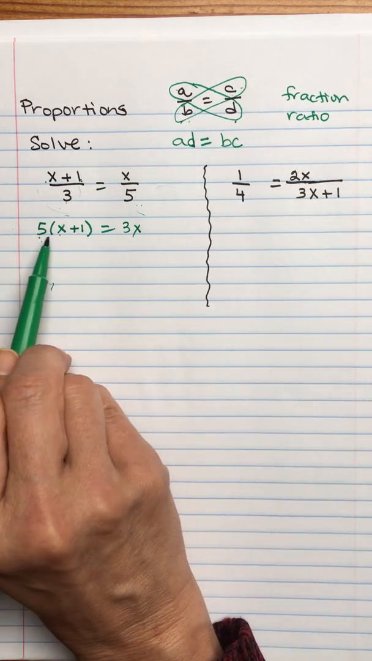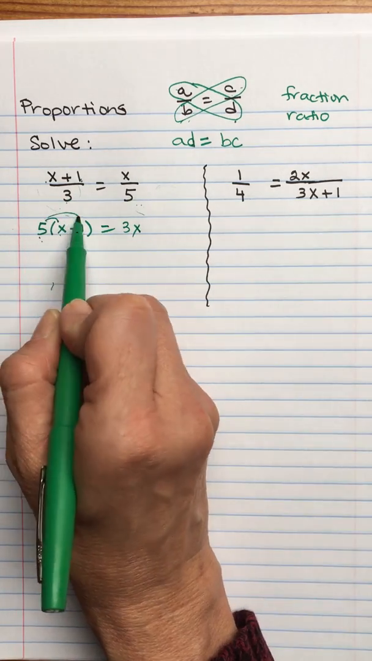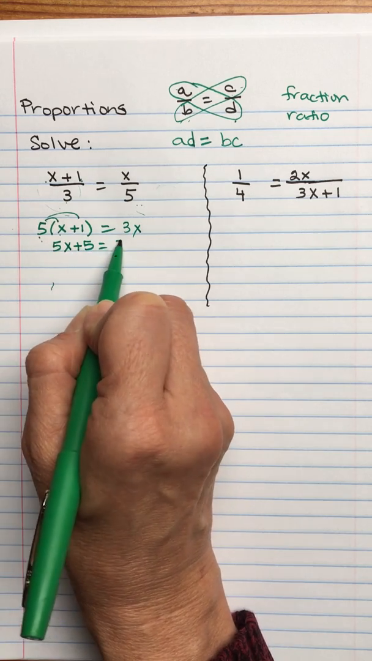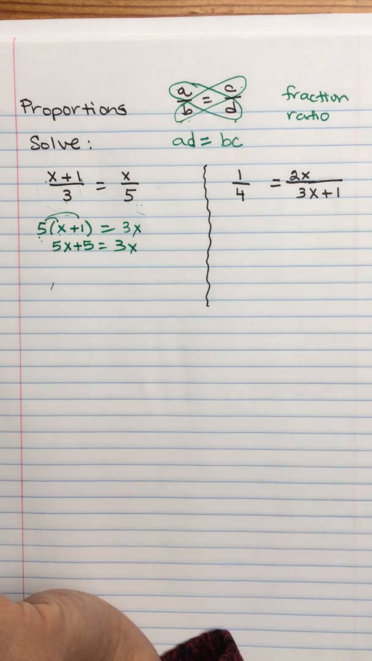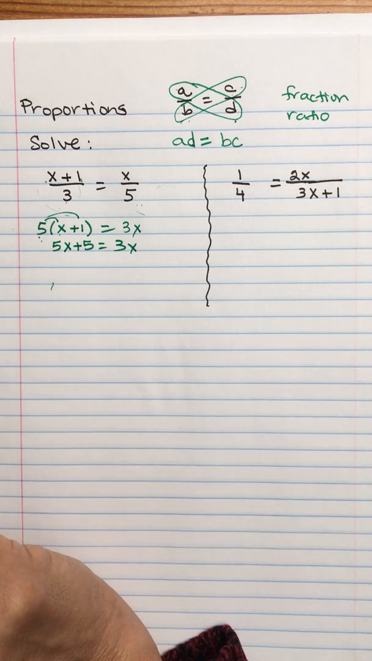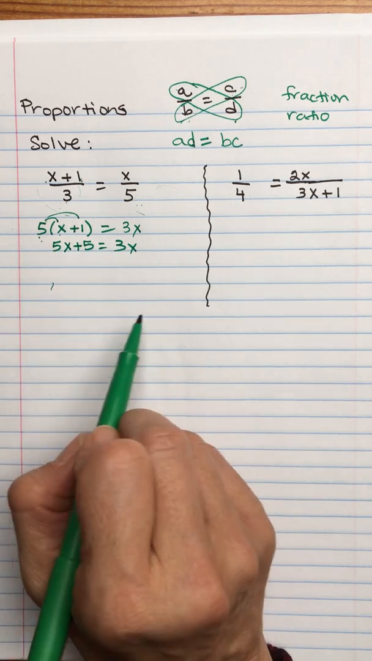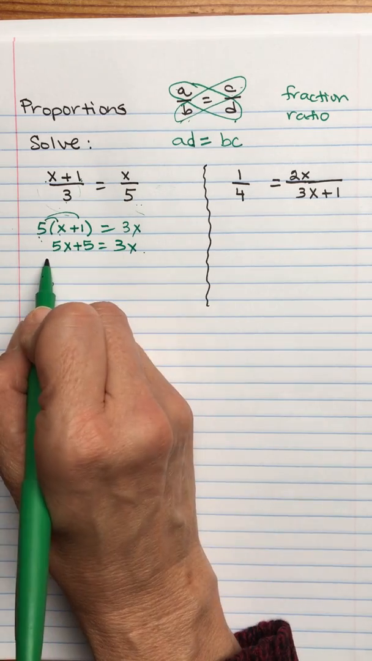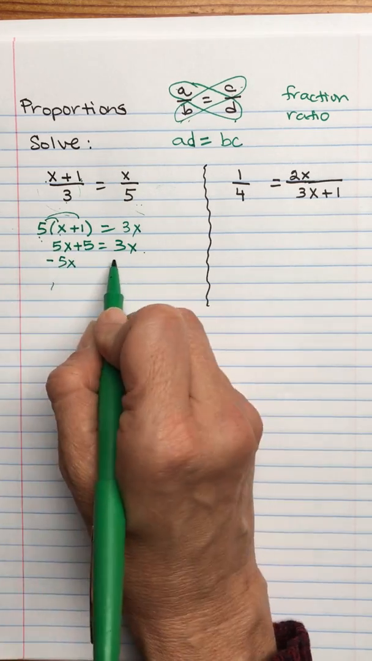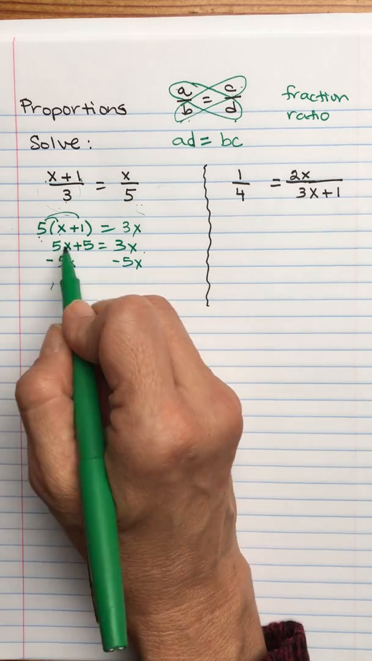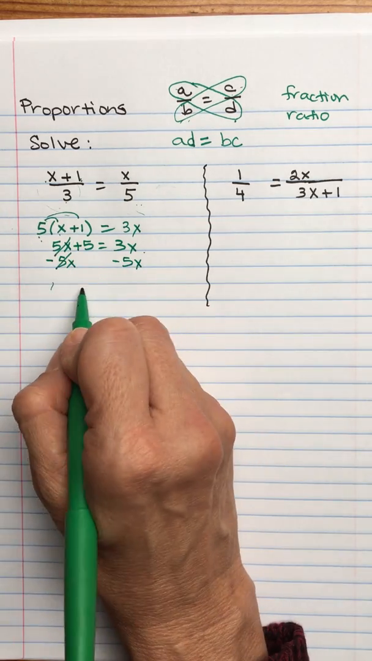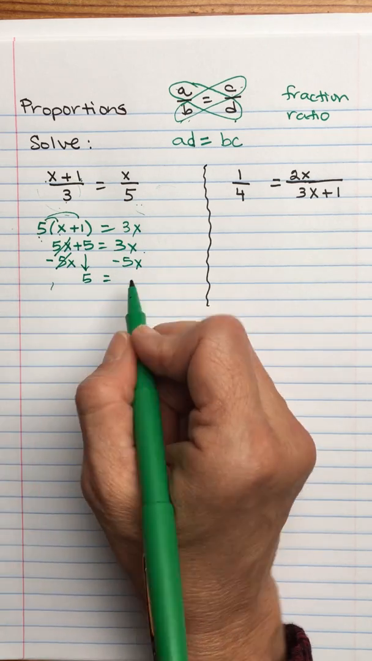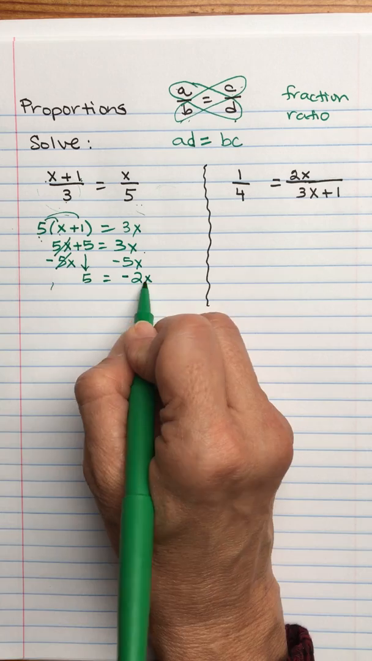So I have 5 in front of parentheses, so I'll distribute. So 5x plus 5 equals 3x. And now I have a linear equation, which means all my x's get on one side, all my numbers get on the other. I have two x terms, so I'm going to go ahead and put mine on the right side. So subtract 5x from both sides. So on the left they add away, leaves me the 5 equaling 3x minus 5x is minus 2x.